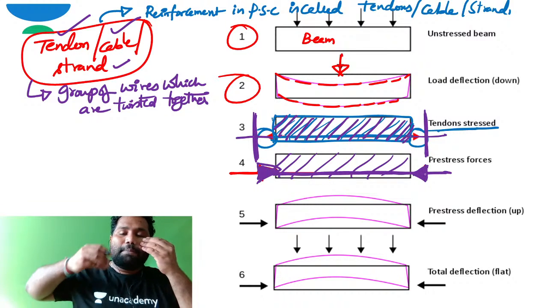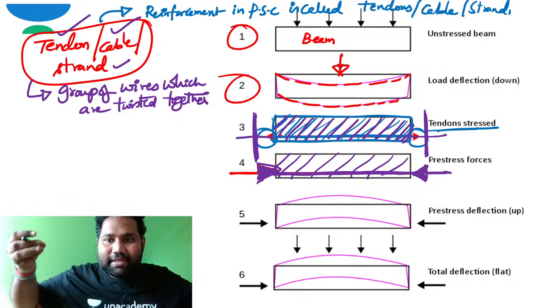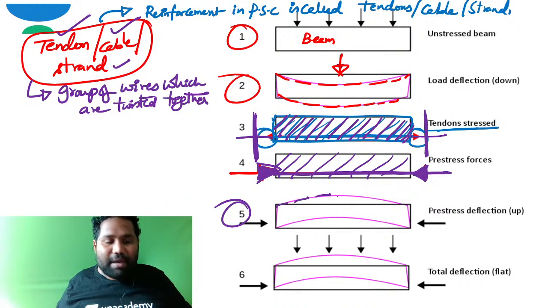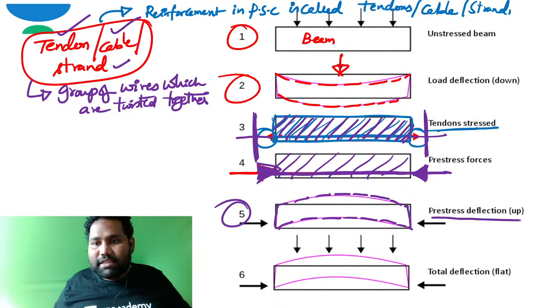So from the pre-stress, the force will be applied as compression on the concrete. In step number 5, this is how the force is applied. This is how the bending action is possible. The bending is not coming down now, brother. The bending is going up, isn't it? This is the pre-stress deflection. Because of the pre-stressing action, this is how the deflection is there, so this is the pre-stress deflection upward.